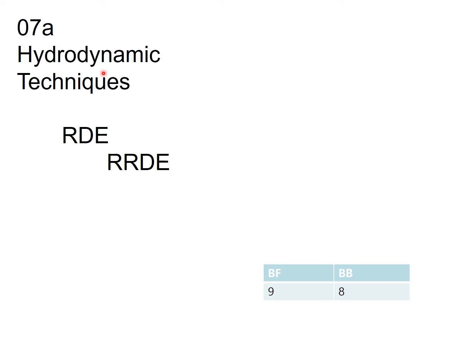You could meet very often this kind of words, RDE and RRDE or double RDE. RDE stands for rotating disc electrode and RRDE stands for rotating ring disc electrode. It means we will rotate our electrode instead of the stationary mode of electrode. You could find the content about the hydrodynamic techniques in chapter 9 in the Bard and Faulkner book.